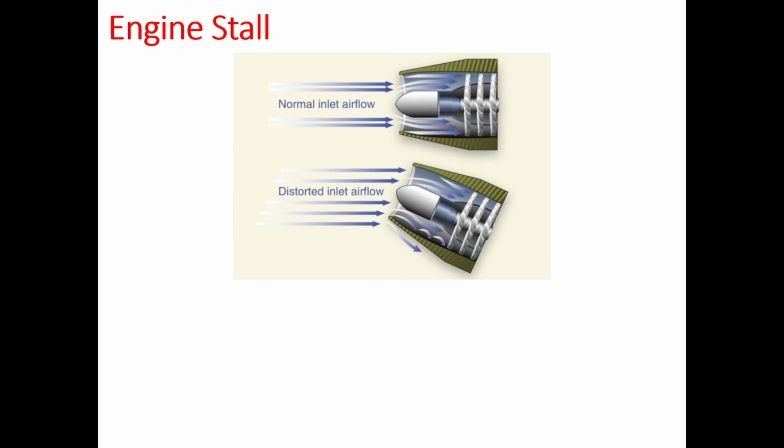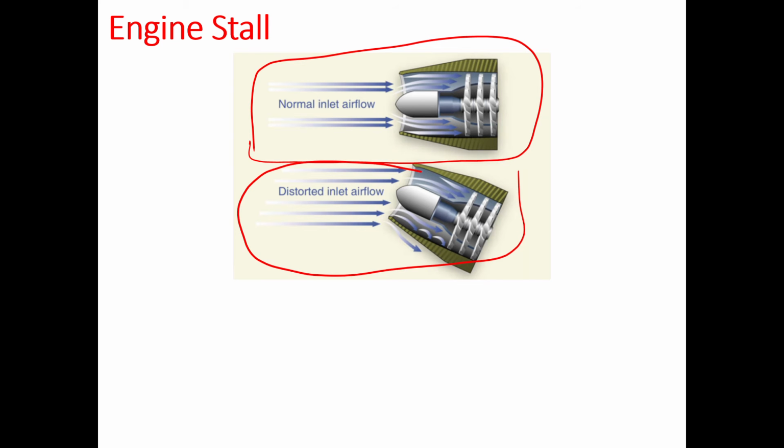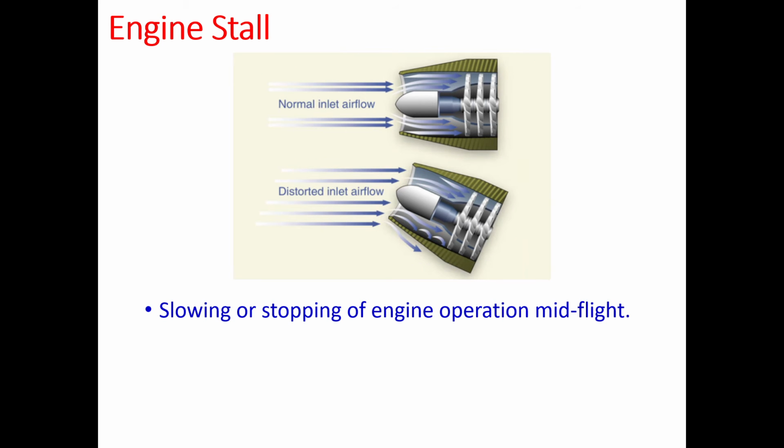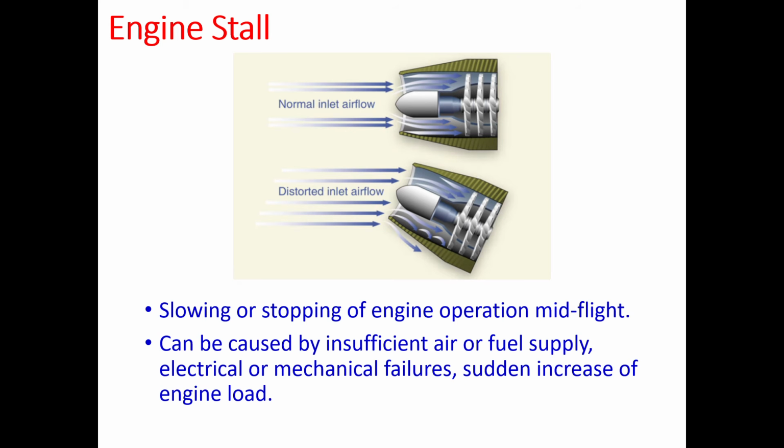Here we have the normal inlet airflow, the air is going in and reaching the compressors and so on and so forth, right? But when your engine has a stall, the flow of air inside is distorted, right? So essentially, the engine stall refers to the slowing or stopping of engine operation mid-flight. Okay, it can be caused by insufficient air or fuel supply, electrical or mechanical failures, or sudden increase of engine load.